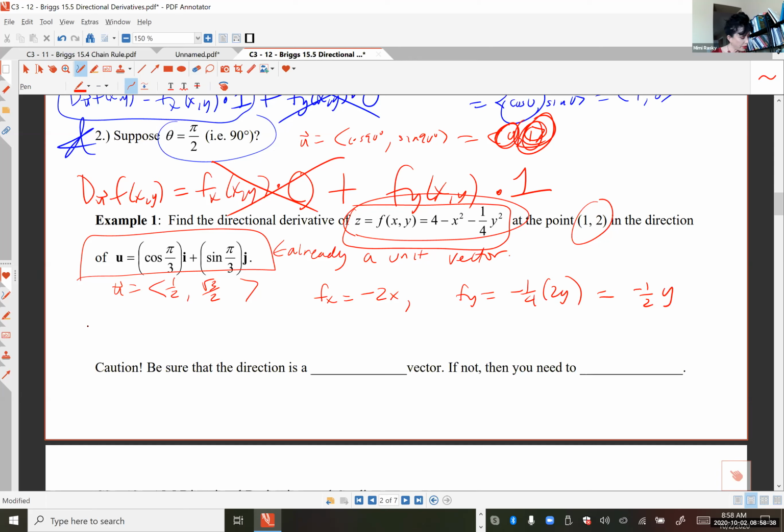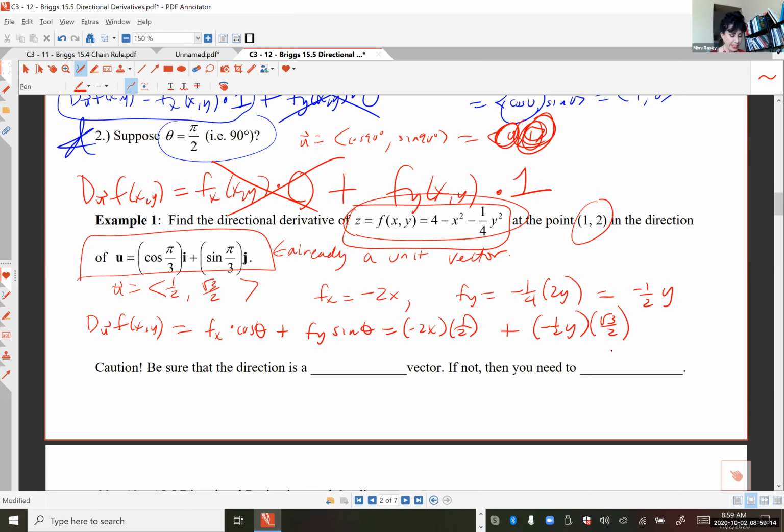So your directional derivative at any point (x, y), using this formula, f_x times cos theta plus f_y times sine theta, is going to be negative 2x, times the half for this particular unit vector, and then plus the f_y, which we got as negative a half y, times square root of 3 over 2.